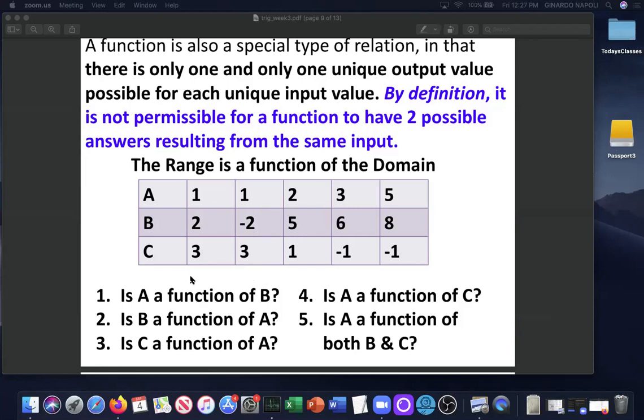Okay, so I'm going to ask a random person. Let's see, Evan, do you think A is a function of B?